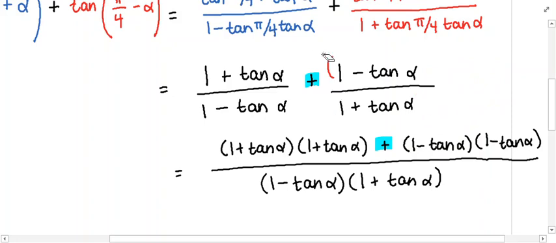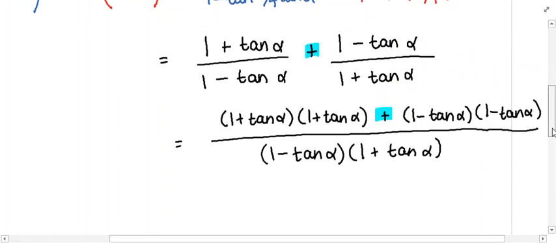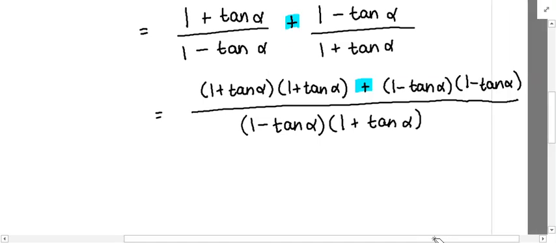Now we just continue on doing algebra. Follow your gut. What do you think you can do next? Well, let me go ahead and distribute in the numerator.